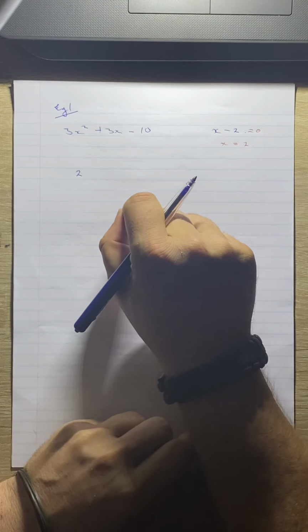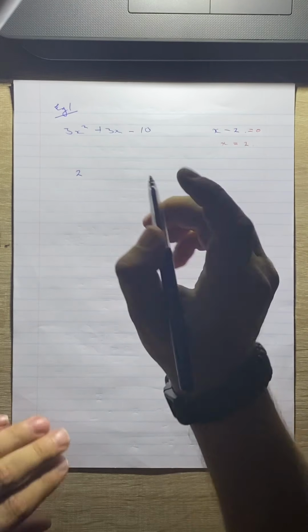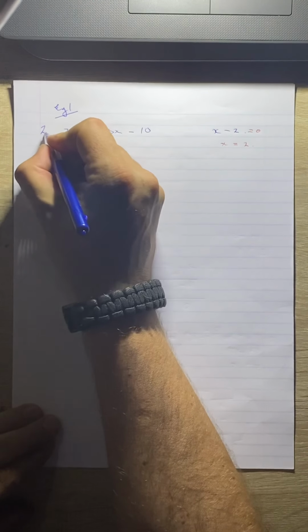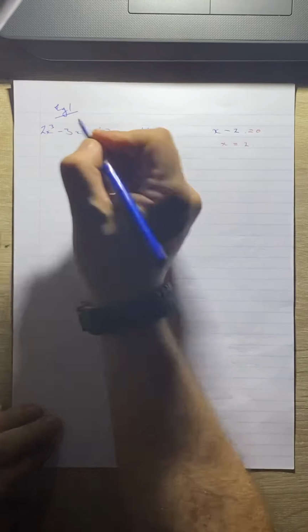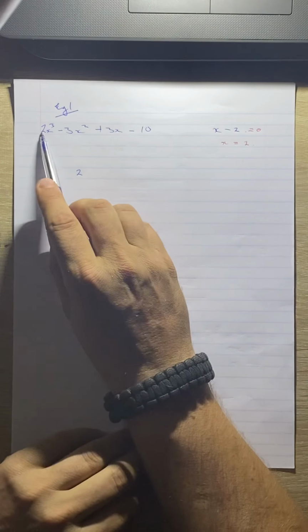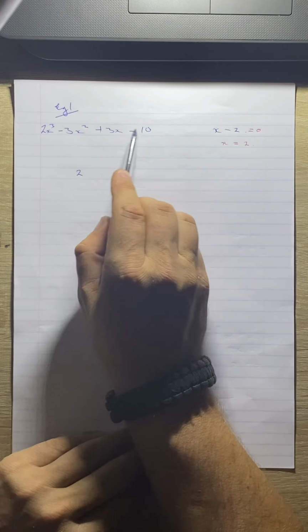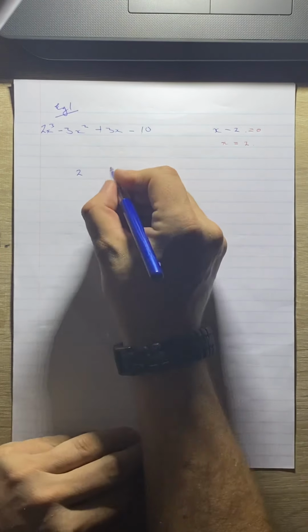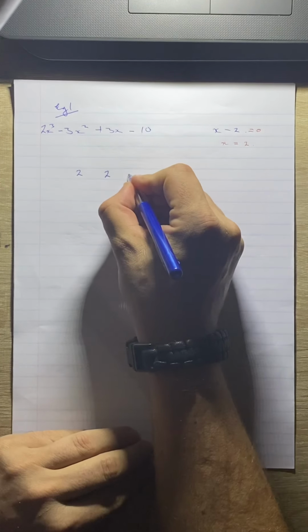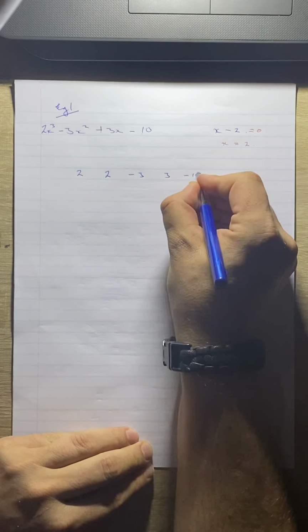I think I'm missing a term here, sorry. So we've got here 2x cubed minus that. Sorry, my apologies. So what I'm going to do is just list the coefficients. Okay, so it'll be 2, minus 3, 3, and minus 10. So we've got here 2, minus 3, 3, minus 10.